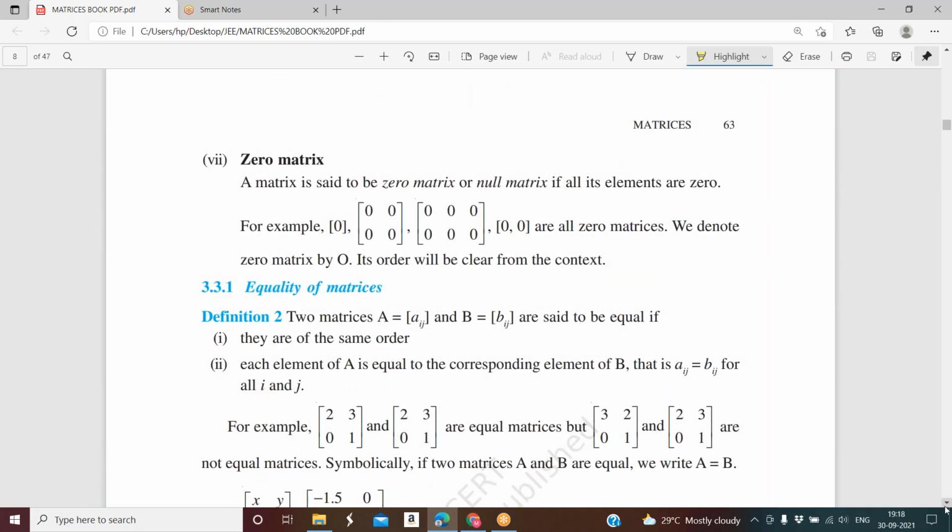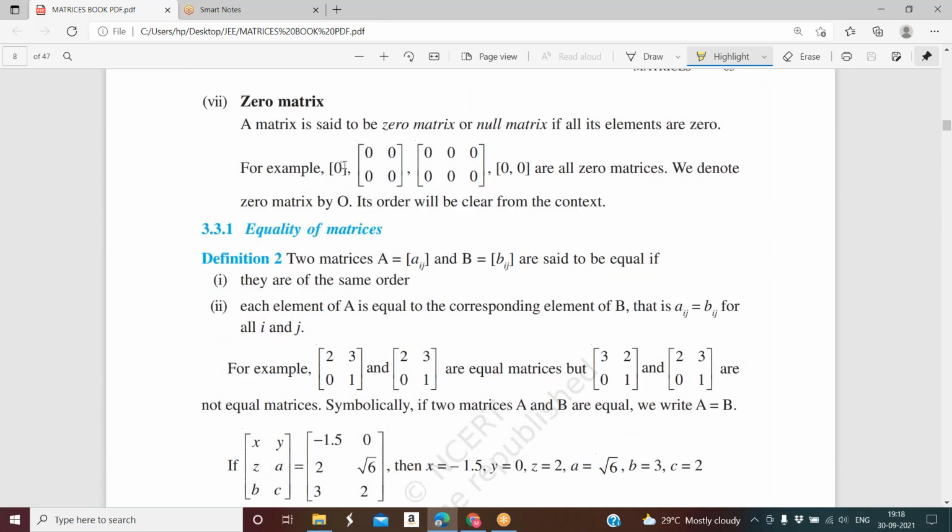Next one is zero matrix. A matrix is said to be a zero matrix or null matrix if all the elements in the matrix are 0. We denote it by O.